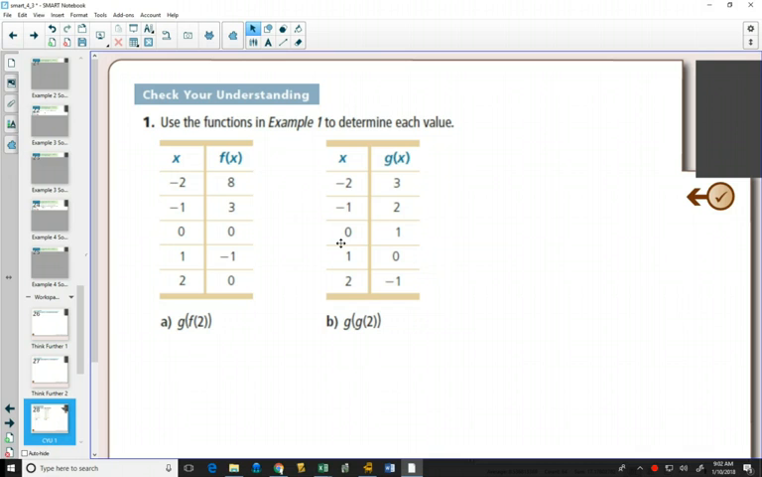So we have two functions here that are defined for certain points. I want you to think about it first, look at the values that are there, and see if you did g of f of 2, what value do you think you would get? If you did g of 2, what value would you get?